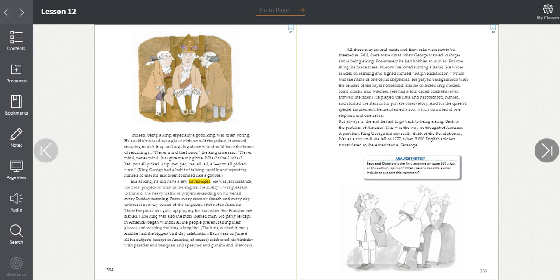He couldn't even drop a glove without half the palace, it seemed, stooping to pick it up and arguing about who should have the honor of returning it. "Never mind the honor," the king once said. "Never mind. Just give me my glove. What? Yes, you all picked it up. Yes. All. You all picked it up." King George had a habit of talking rapidly and repeating himself, so his talk often sounded like gobble.